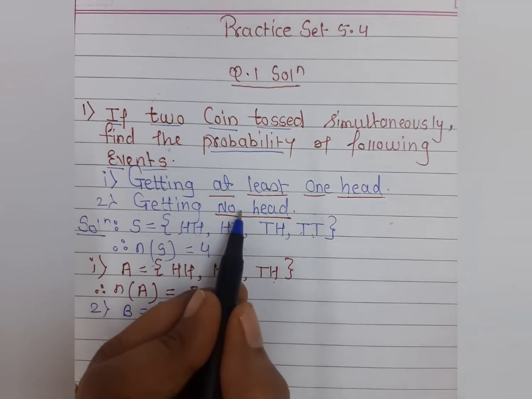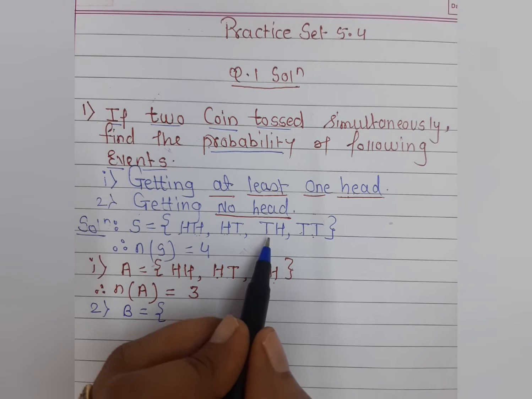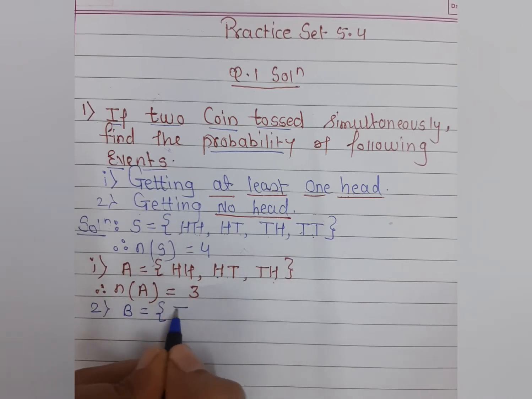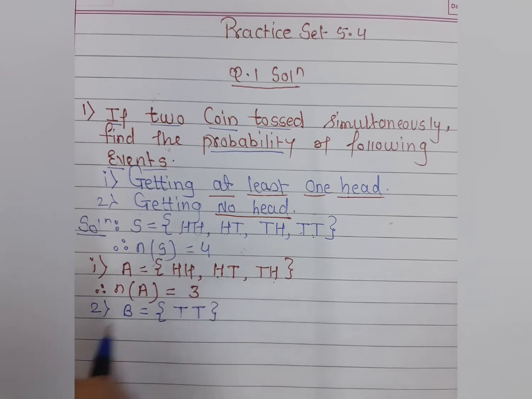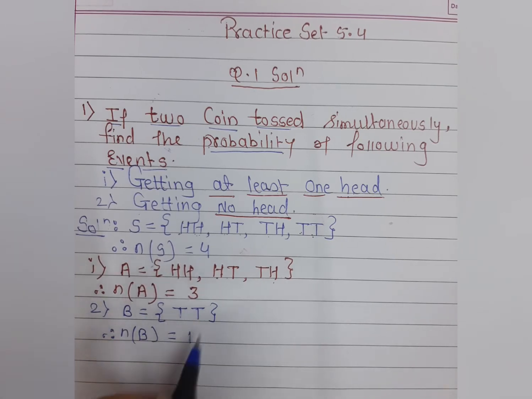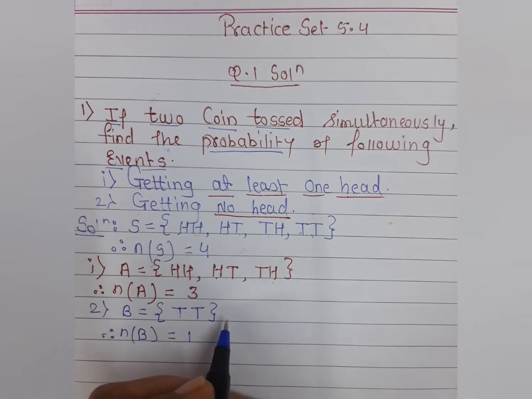Here one head is present, we are not supposed to take this condition, and here one head is present, so we are not supposed to take this condition. So here we can take only this condition, that is T, T. Therefore the possible outcomes of event B is 1. Hope you understand students. Then here we have to find out the probability.